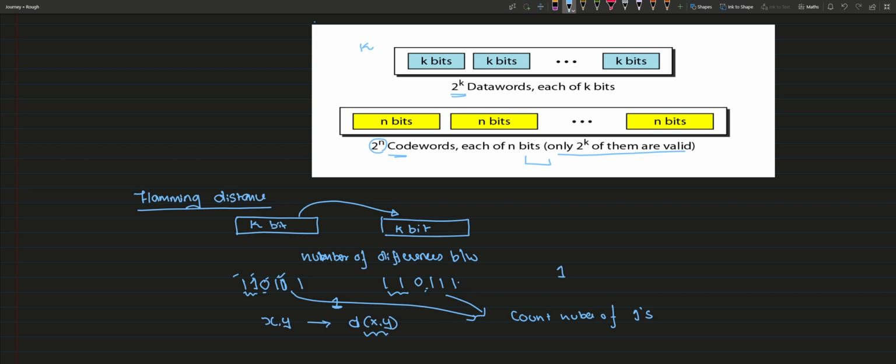If it is 0, then we won't call it Hamming distance. Hamming distance has to be greater than 0. If the numbers are same, then we cannot find the Hamming distance. That is just two numbers.